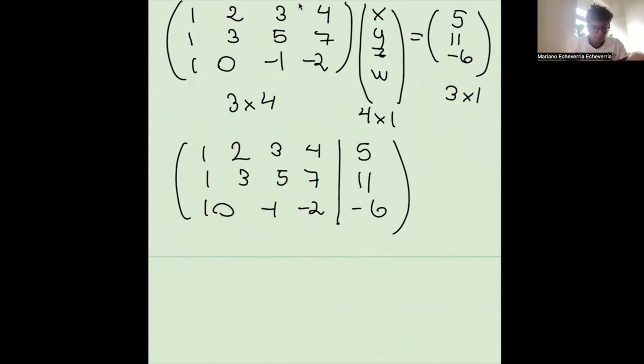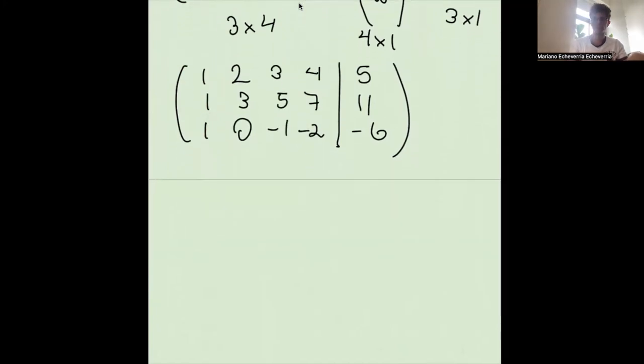Once, oops, this looks like a 10, that 0 should be here. Once you have a 1, the goal is to make zeros everywhere else in that column. That means I don't want to see this 1, and I don't want to see this 1. So how can you make those into zeros? What operations could you do?